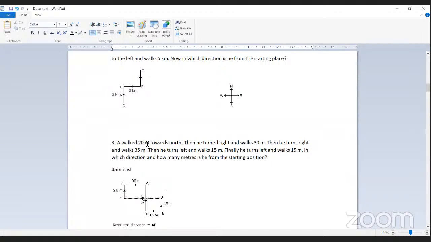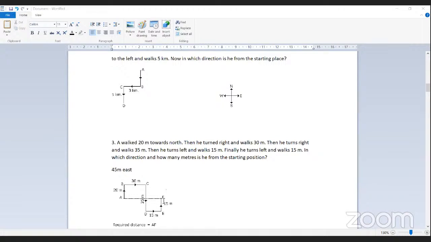He walks 20 meters towards north. Suppose A is the starting point. Then he turns right and walks 30 meters. Then he turns right and walks 35 meters. If he's at C, he's facing this side, so his right would be downwards. Then he turns left. His left would be east, 15 meters. Then he again turns left, facing east. Then he turns left, so his left would be upwards, and walks 15 meters.